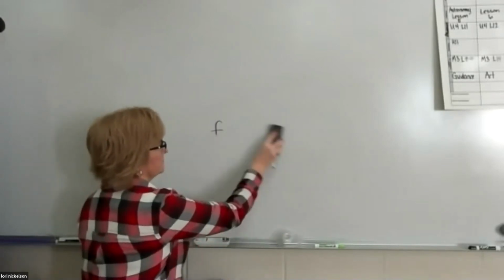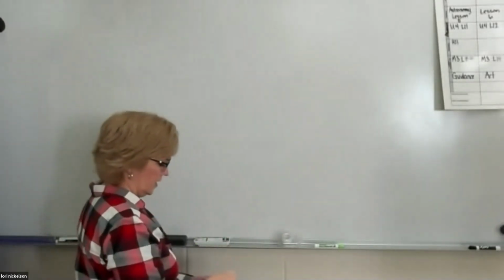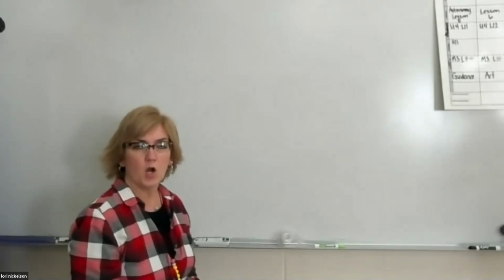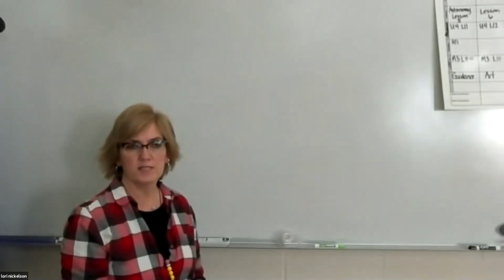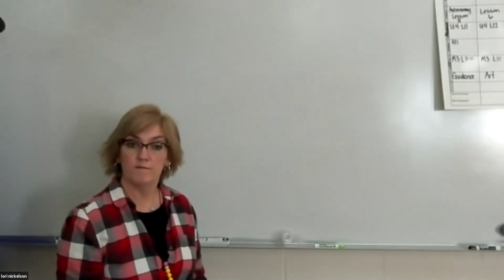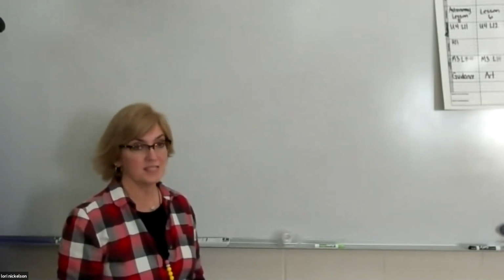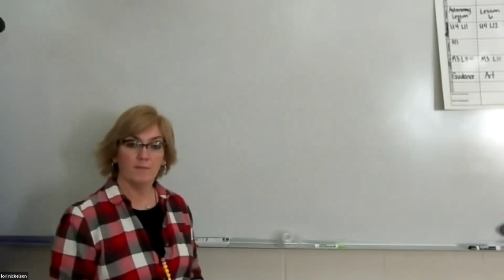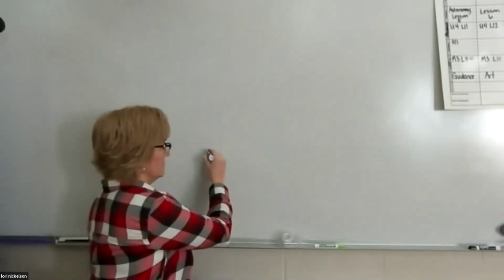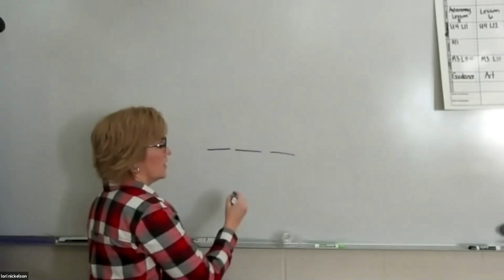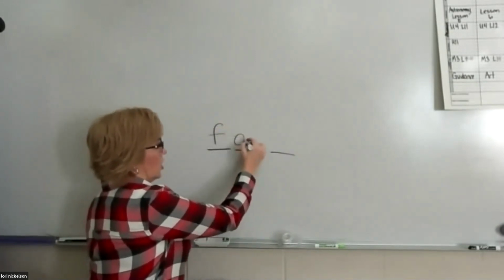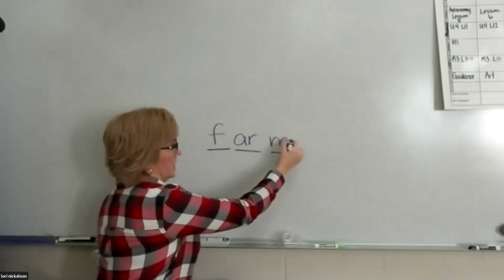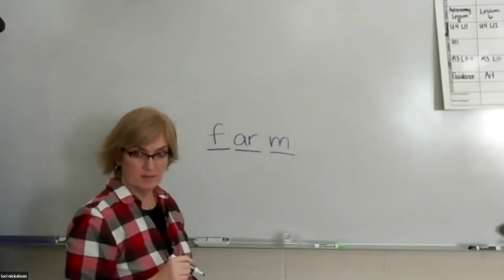All right. Let's do our next one. Let's do the word farm. Farm. Say the word farm. Farm. Okay, now let's count the sounds we hear. F, ar, m. How many sounds? 3 sounds. Now let's write it. F, ar, m. Good. Great.